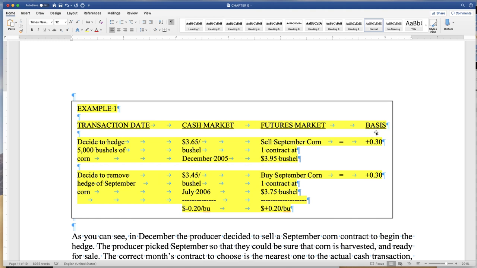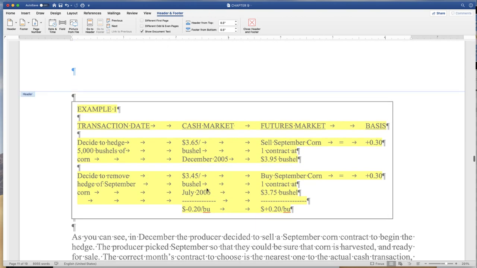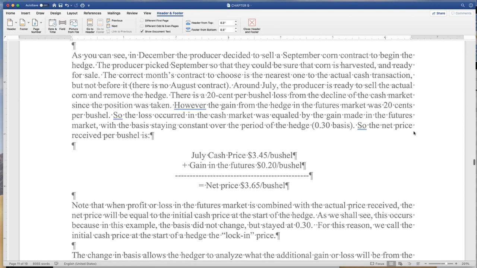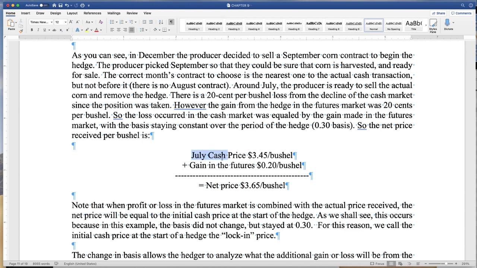If your basis starts off at 30 and ends at 30, in other words, it didn't change at all, that means your gain in the futures is going to automatically offset your cash, which means the beginning cash price is the price that you will always get in the market. In this case, it's $365. Then the examples show you the results.